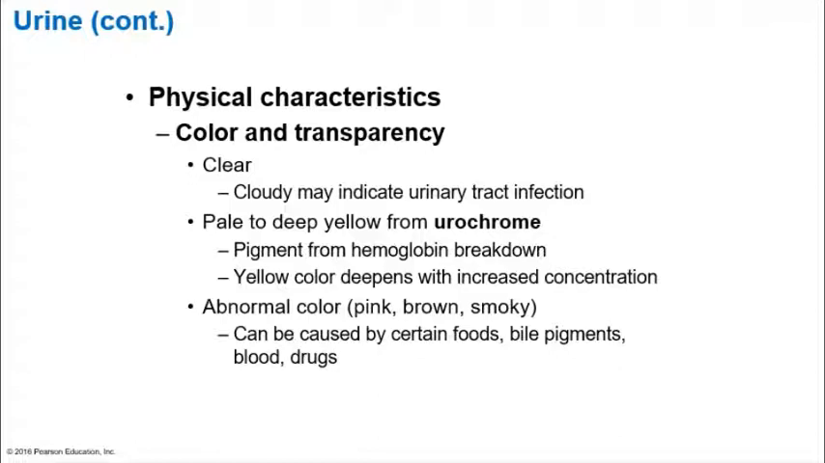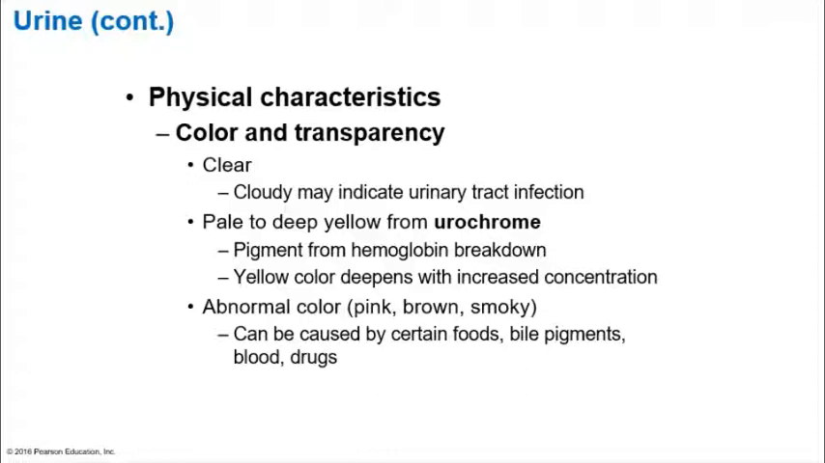And so, if you have dilute urine, it will look paler because you're diluting the urochrome. Or if you have concentrated urine, it will look deeper yellow because you have less water to dilute the urochrome. That's all that's happening.